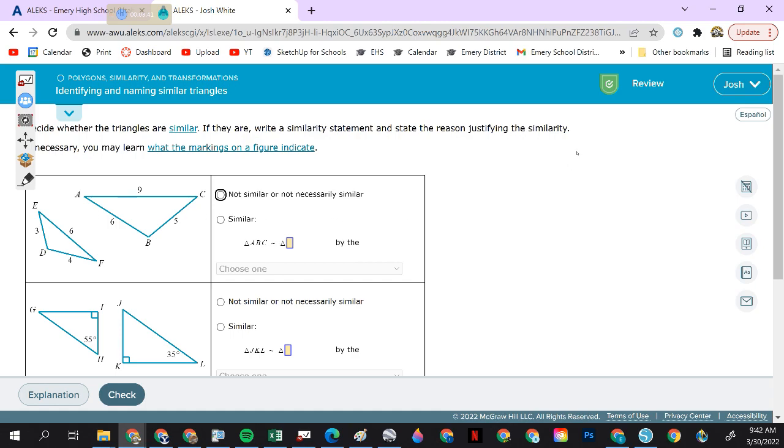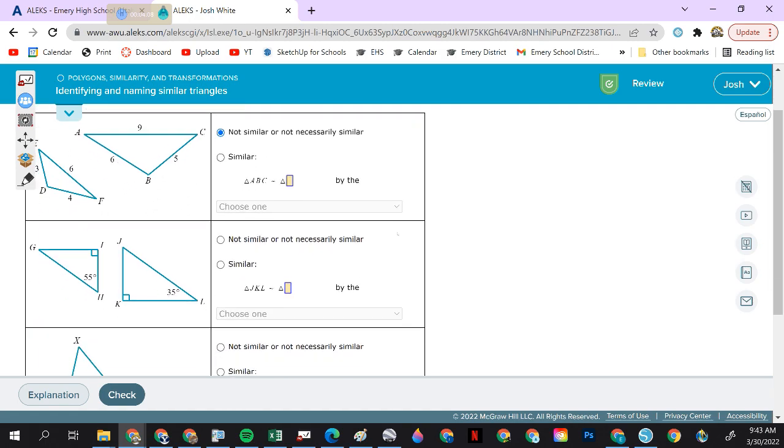Are these similar? So we do long divided by long, 9 divided by 6, and then middle divided by middle, 6 divided by 4, and 5 divided by 3. Are 9 over 6, 6 over 4, and 5 over 3 all the same? No. So these are not similar. Okay.